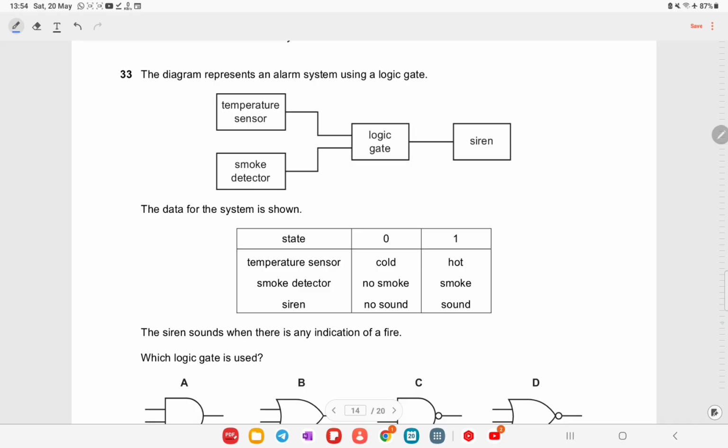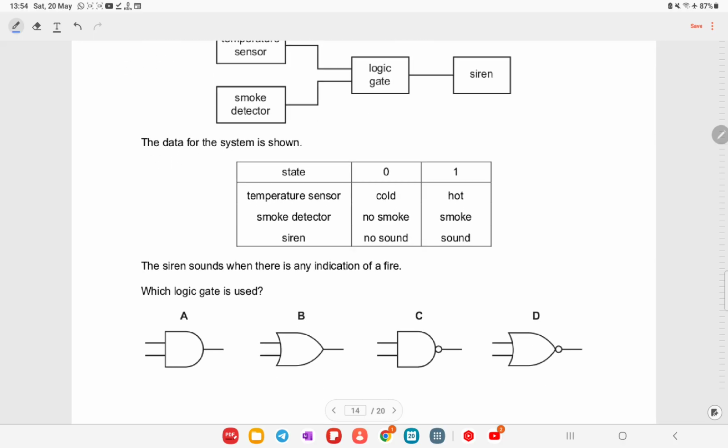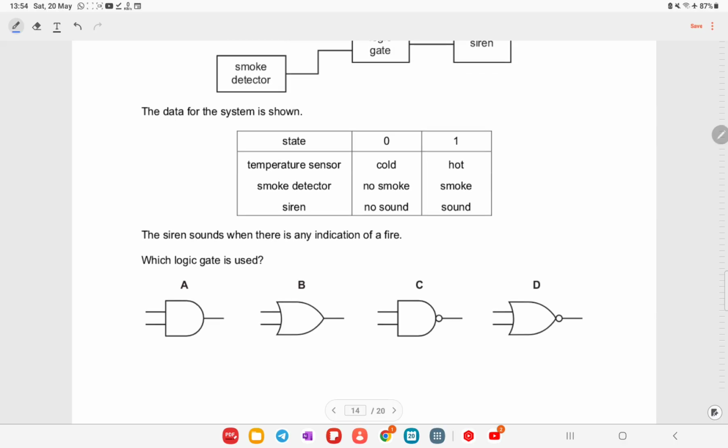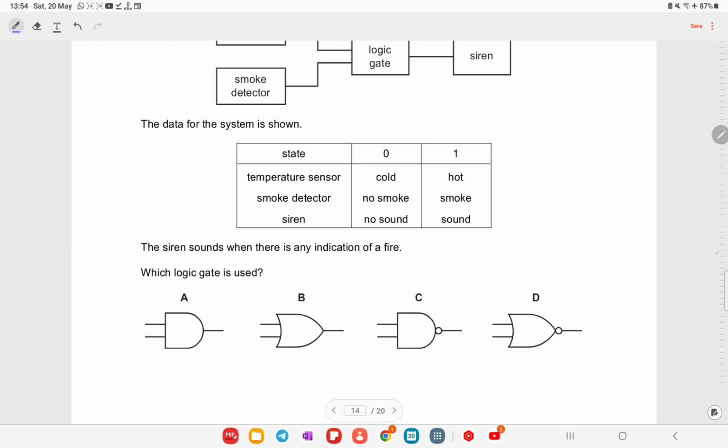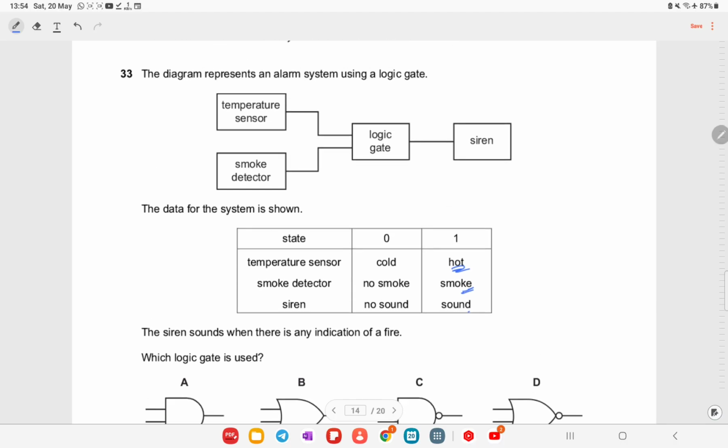The diagram represents an alarm system using a logic gate, temperature sensor, logic gate. The data for the system is shown over here. The siren sounds when there is an indication of fire. Okay, and which logic gate is going to be used? So for this scenario, you can see this thing. Okay, if the temperature sensor is hot, and the smoke detector, there is smoke as well, and then it's gonna play that sound. Okay, so this means that you need to use what.